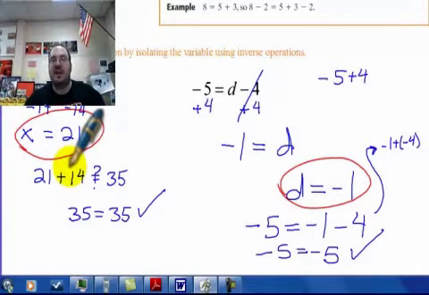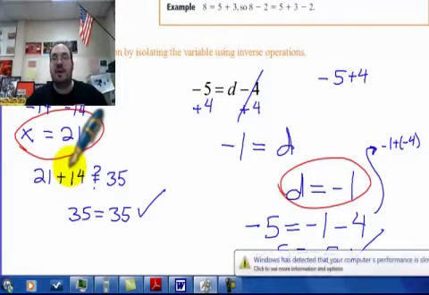So whatever you see happening, you reverse the operation that you see happening. You do the opposite, and then you get your answer. And you make sure you do it to both sides, and then you check your work. So couldn't be any easier than that.